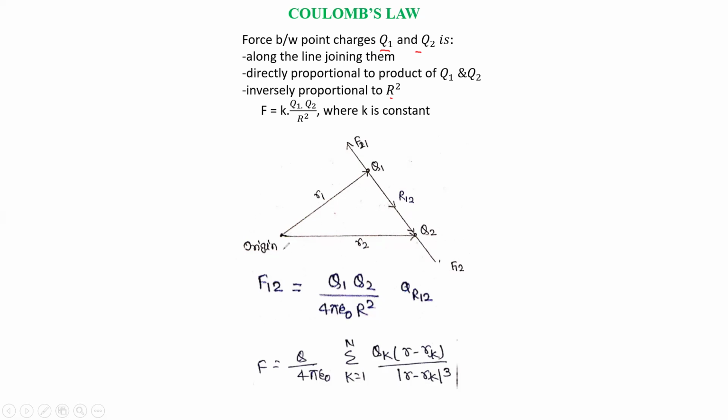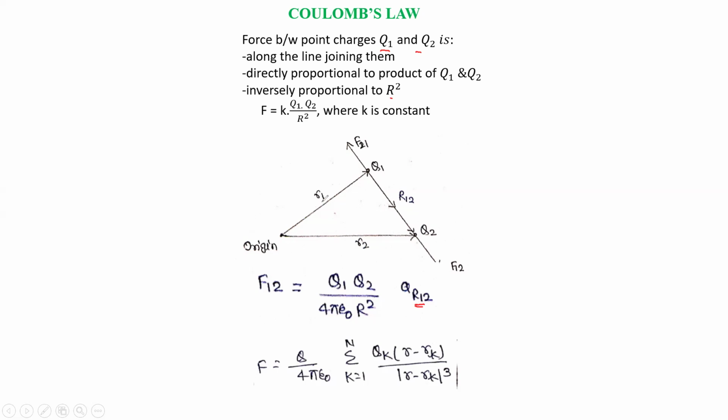In case of position vector, you have an expression like this: Q1 Q2 by 4 pi epsilon naught R square times aR12, where aR12 is the unit vector. In case of multiple charges placed in space in an electric field, we have here Q by 4 pi epsilon naught, summation K to N, QK into (R minus RK) by |R minus RK| cube, where R is the position vector of the particular charge on which we are trying to find the force from the other charges.